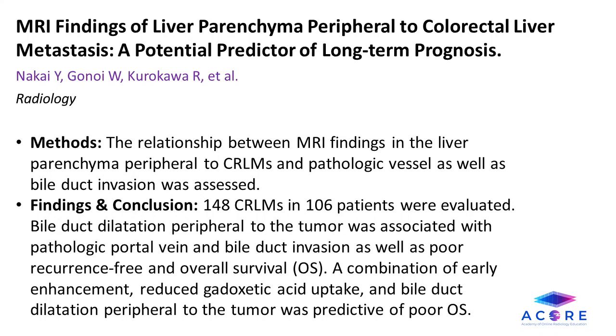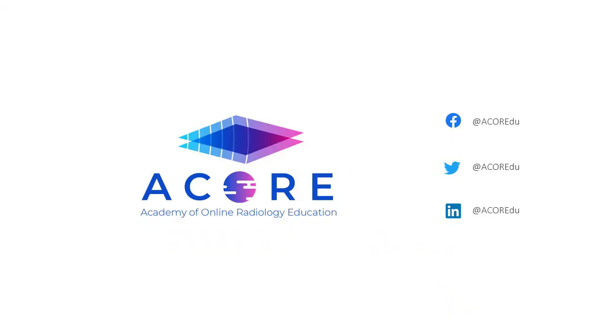A combination of early enhancement, reduced gadoxetic acid uptake, and bile duct dilatation peripheral to the tumor was therefore predictive of poor overall survival. For more details, you can read our blog where you can find links to these original publications.